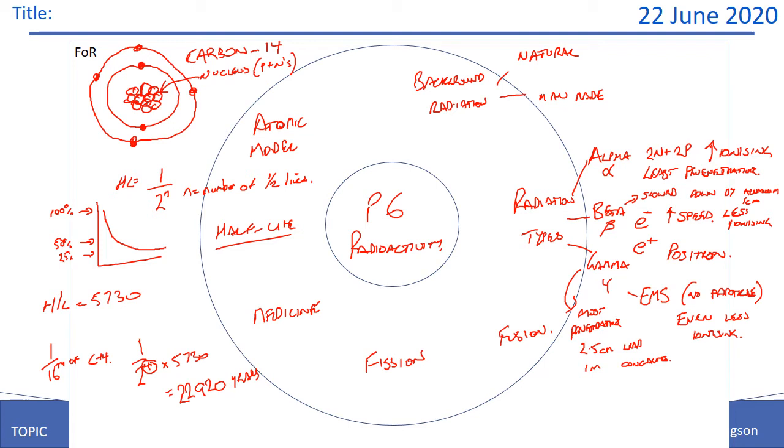Sound simple? Okay. How much carbon would I find then if I was digging up bones that were 42,000 years old? Step 1, what are we going to do? Talk me through it. Divide it by 5,730. What's that going to give us? Number of what? Good, number of half-lives.